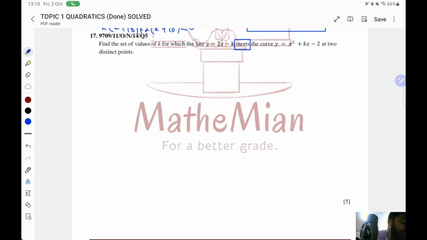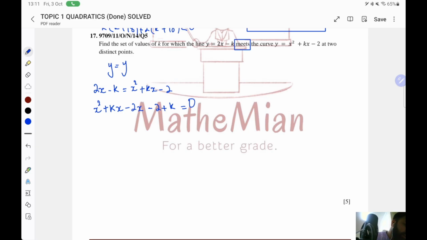Whenever he talks about the line meeting the curve, we basically put the two equations equal to each other, and we will find the equation of intersection. So if we substitute them both equal to each other, it will be x square plus kx minus 2x minus 2 plus k equals to 0. I have brought everything to the right hand side.